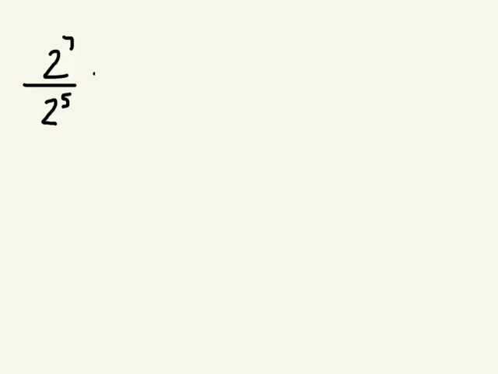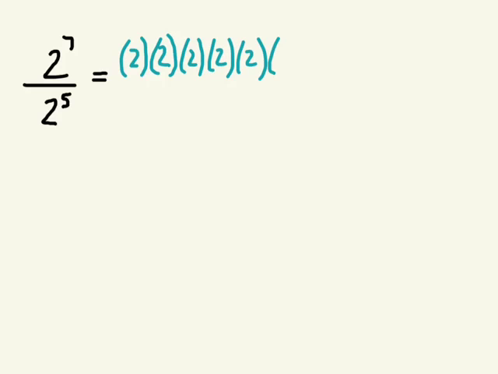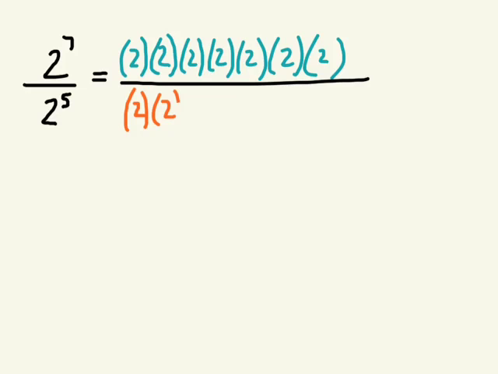So looking at dividing powers now, how do I write 2 to the power of 7 in expanded form? 2, 7 times. Right, 2, 3, 4, 5, 6, 7. And how many do I write in the denominator? I have 2 to the power of 5. So I'm going to write the number 2 5 times. 1, 2, 3, 4, 5. Now we want to simplify this and we want to write it as a single power.